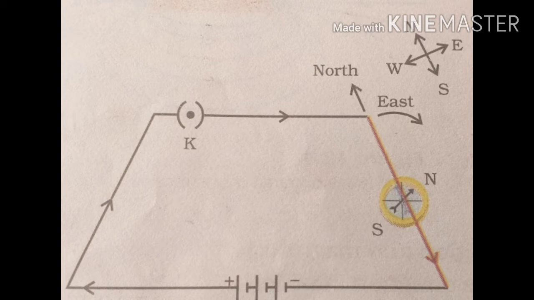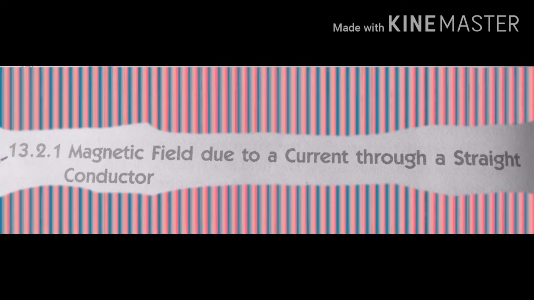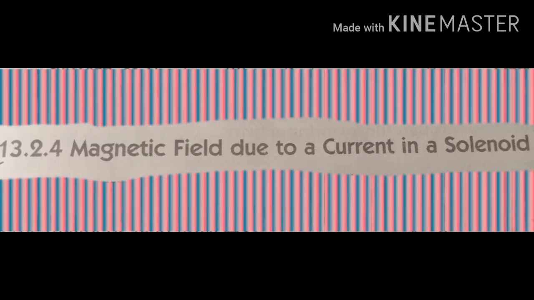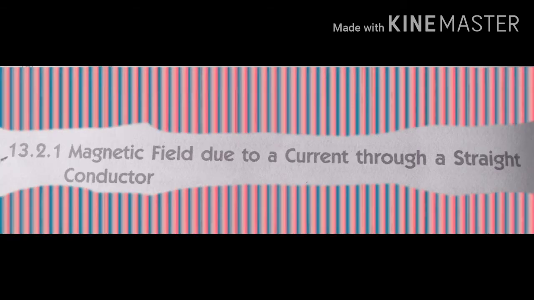Clear? That means this is the magnetic field. In a current carrying conductor, if you change the polarity of the battery, that time the deflection, the magnetic field also changes. Now in this chapter we'll do the magnetic field due to a current carrying straight wire, then a curved wire, and last one for the solenoid. Clear? Now for the magnetic field due to a current through a straight conductor.